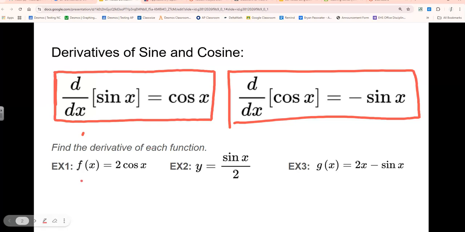So if we're trying to take the derivative of f of x equals 2 cosine x, 2 is just a coefficient. It just stays there. And what is the derivative of cosine x? Negative sine x. Now, I usually would not write this step, but that's what's happening. You've got 2 times negative sine x, which is just going to give you negative 2 sine x.